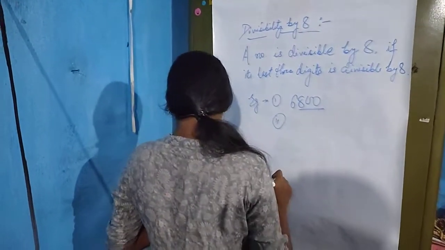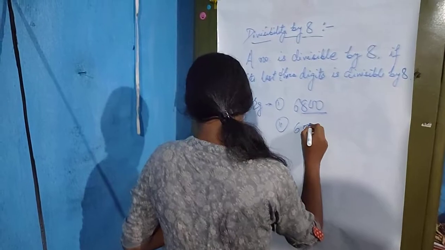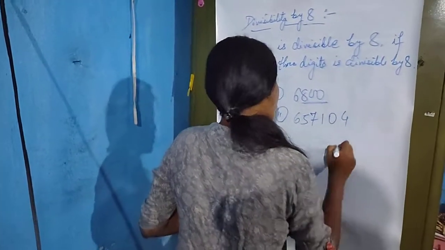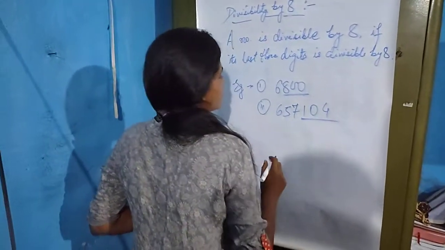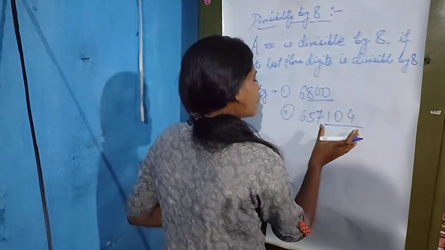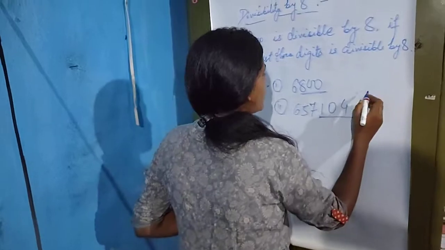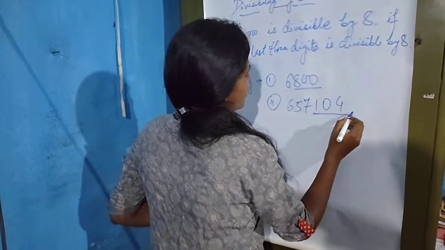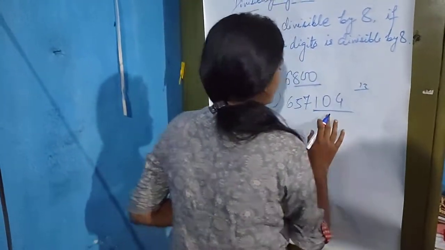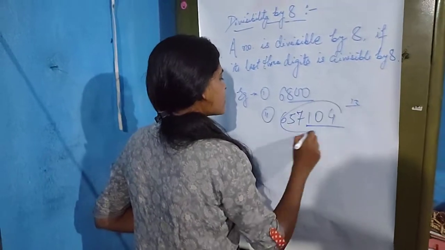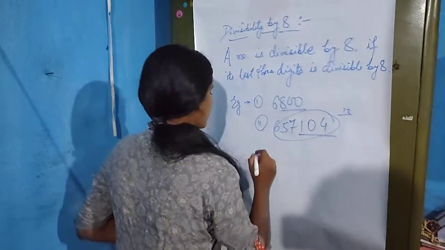Now second example, you see 657,104. See these three digits. Now you will find that this number is also divisible by 8. How? 8 ones are 8, 8 thirteens are 104. In the table of 13 you will get 104. So that is why this number is divisible by 8.